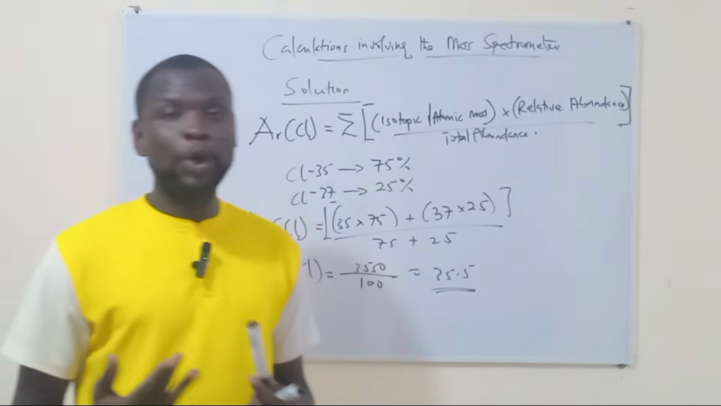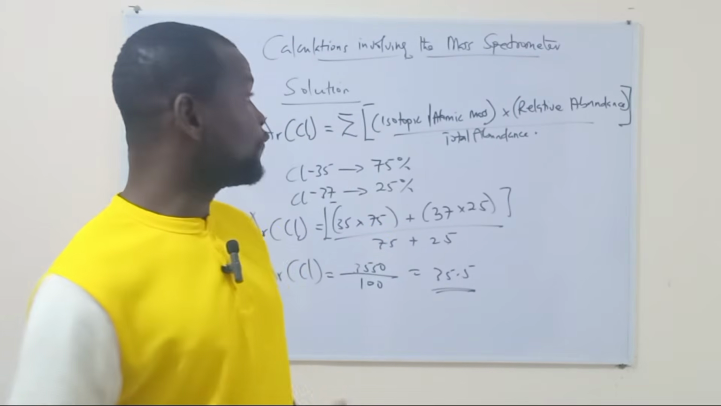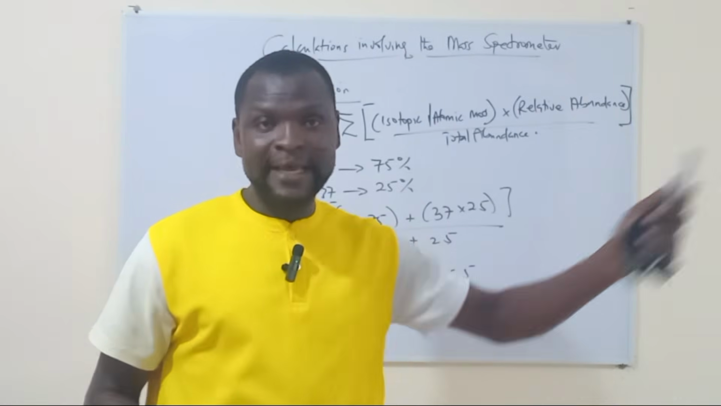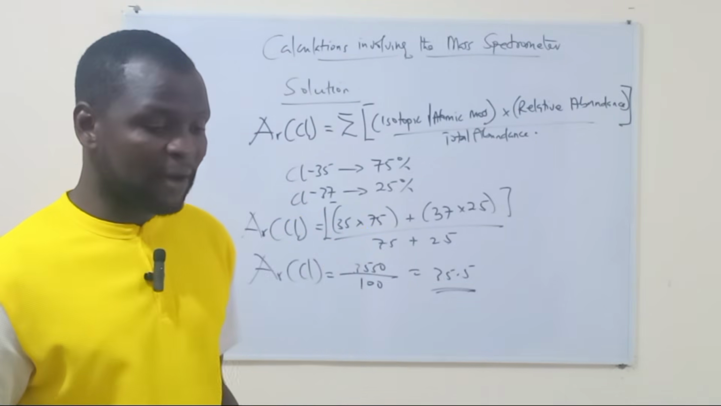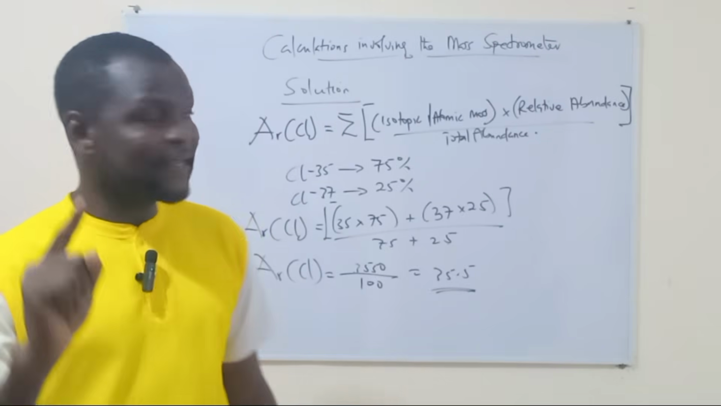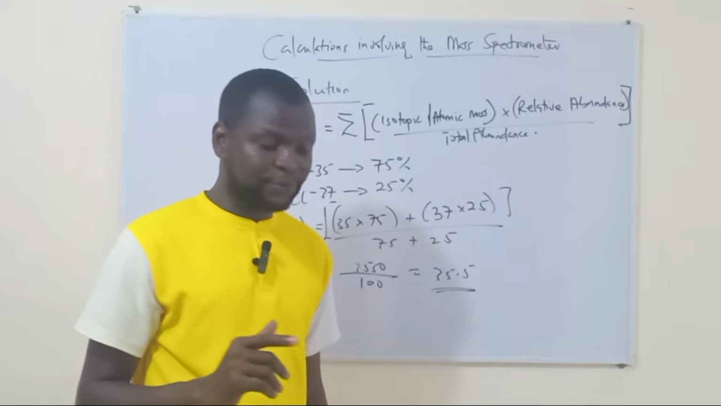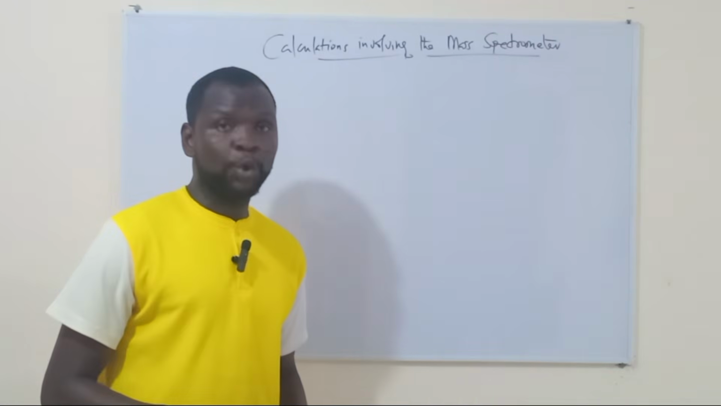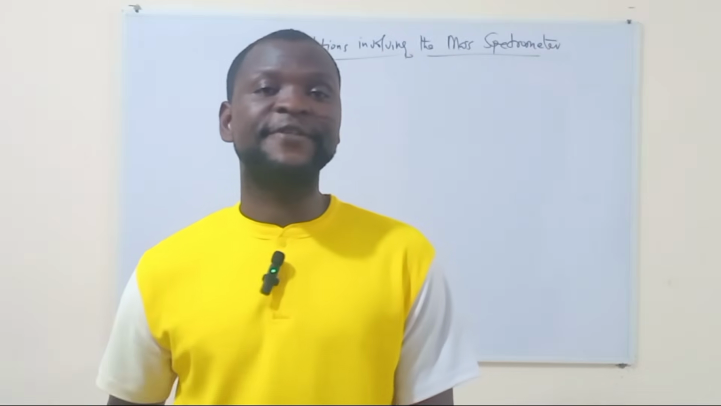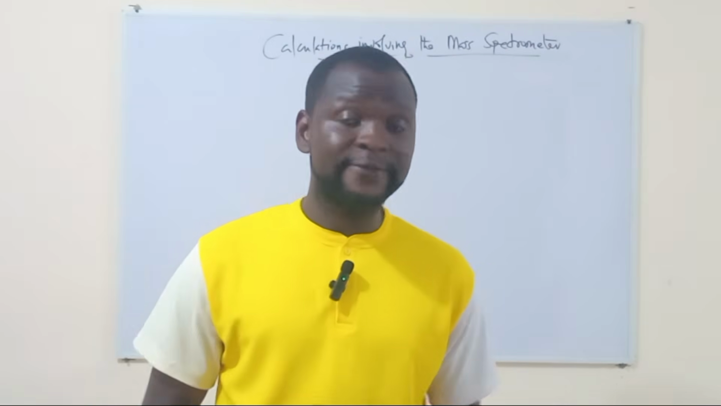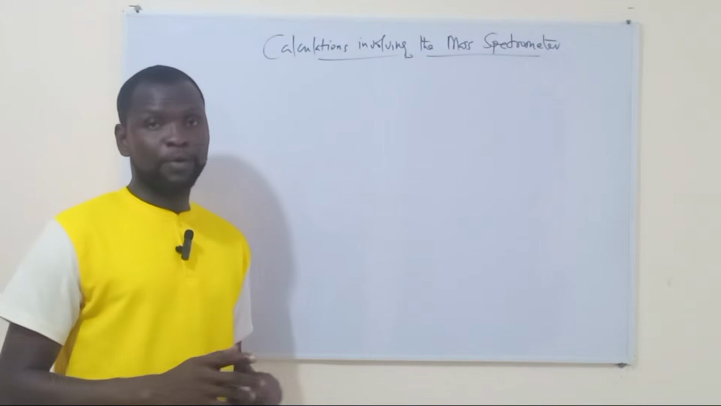Now let's look at an example where we've been asked in the question to find the relative abundance. It could either be fractional abundance or percentage abundance. How do we go about that? Let's take an example and see how to calculate the relative abundance of the various isotopes. In our third example, we are going to look at how to calculate the percentage or fractional abundance of the various isotopes in a sample.